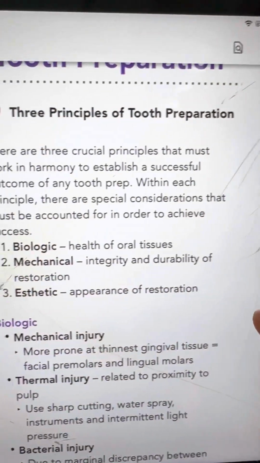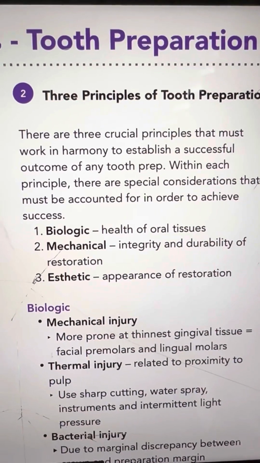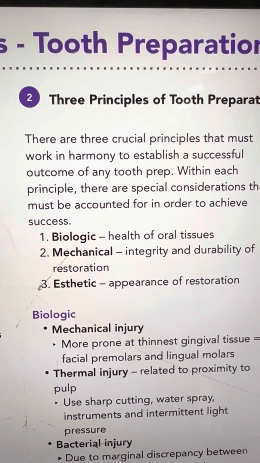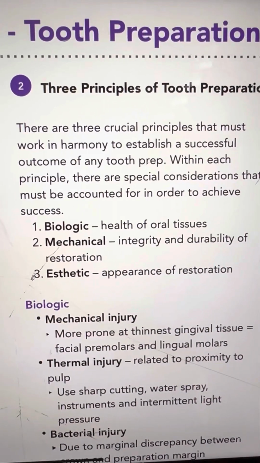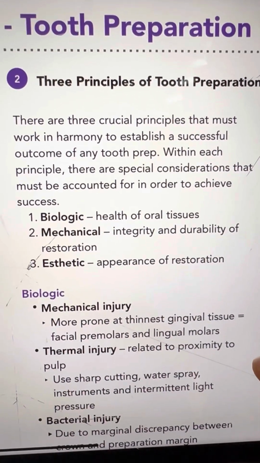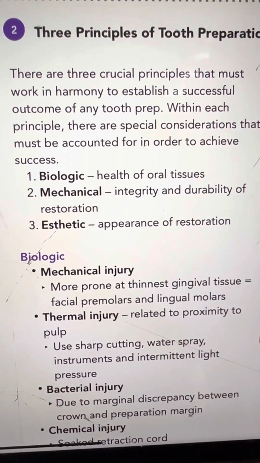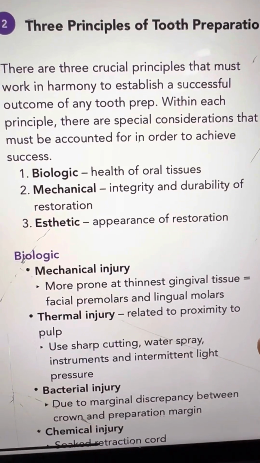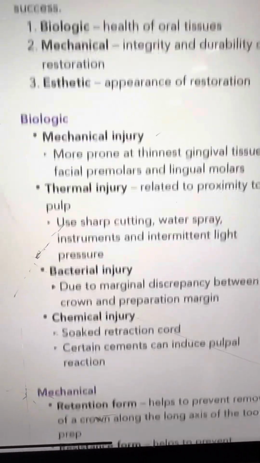Three principles of tooth preparation. There are three crucial principles that must work in harmony to establish a successful outcome of any tooth prep. Within each principle, there are special considerations that must be accounted for in order to achieve success. Biologic health for oral tissues, mechanical integrity for the durability of the restoration, aesthetic appearance of the restoration.